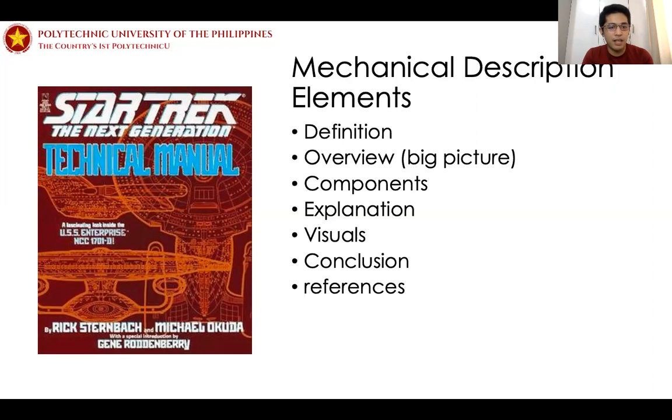This is the Star Trek: The Next Generation technical manual. This is just like an overview of what we can find inside. Next, we have to look at components, like the parts, explanations of each component, and visuals. Definitely we cannot appreciate anything mechanical if we cannot see it, so that we can imagine how it looks, right? And then we need to have conclusions later on, and of course we shall not forget that references are also necessary. Remember, in technical writing, we are supposed to continuously observe the conventions of writing.